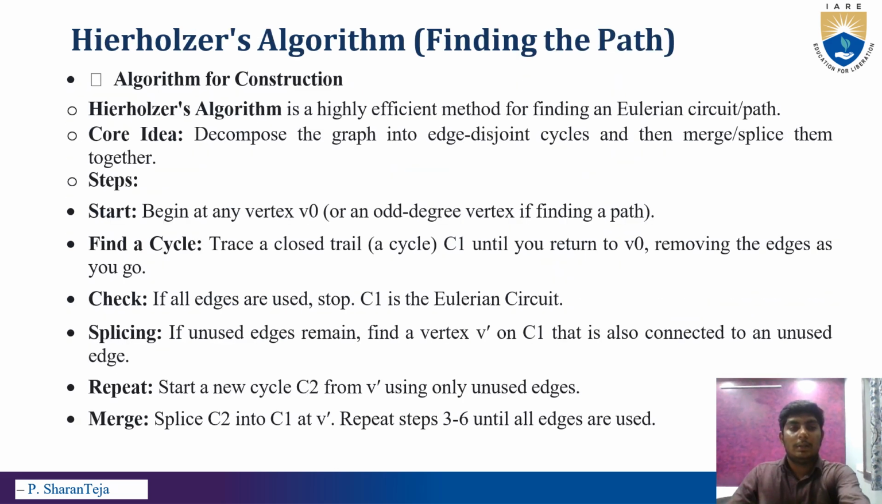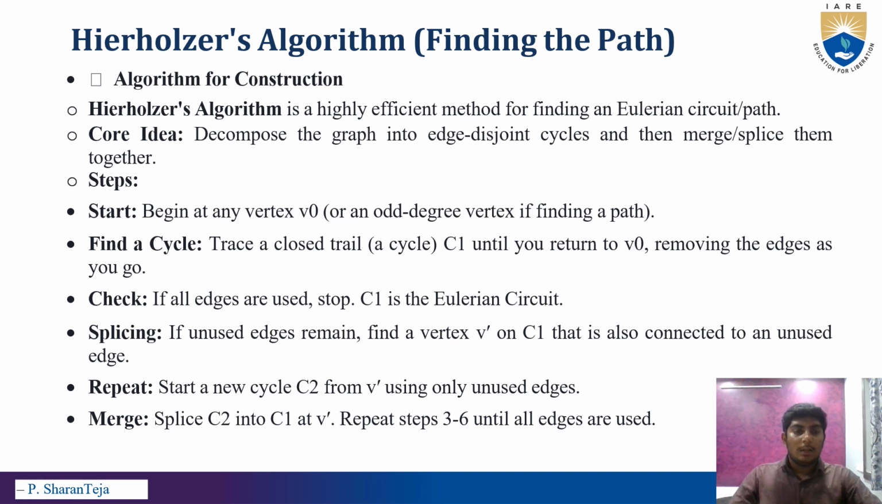Hierholzer's algorithm. The algorithm for construction is as follows. His algorithm is a highly efficient method for finding an Eulerian circuit and path. The core idea is to decompose the graph into edge-disjoint cycles and then merge them together.